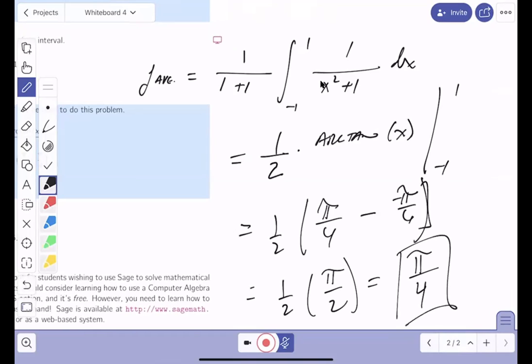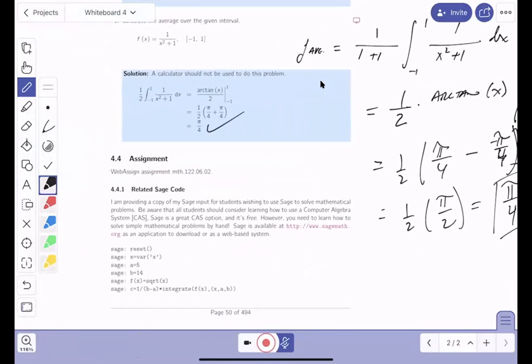Let me see if I did it right before I go any further. That would be pi plus pi, 2 pi over 4, which is pi over 2. Yeah, pi over 4. Wow, miracle.